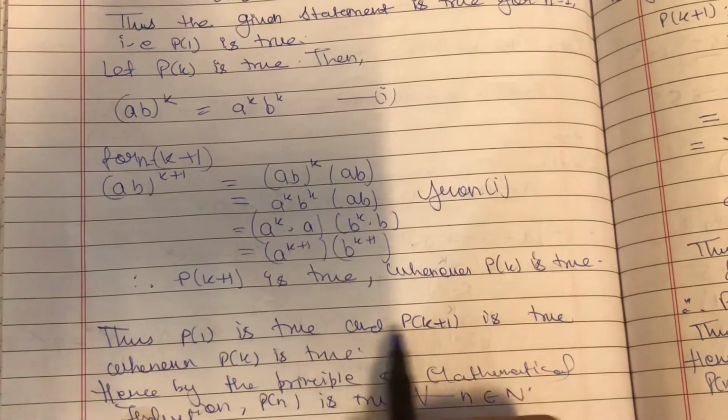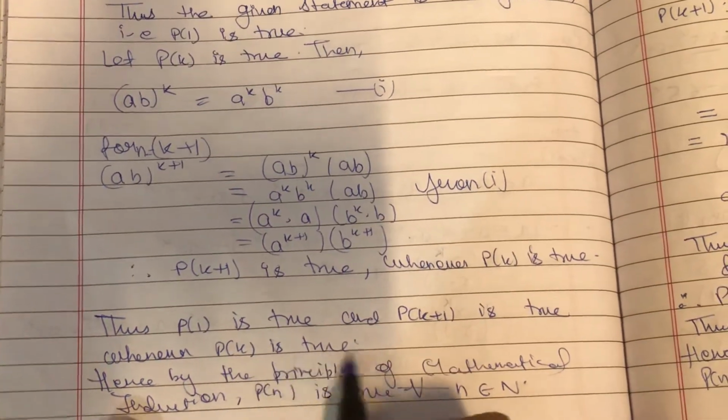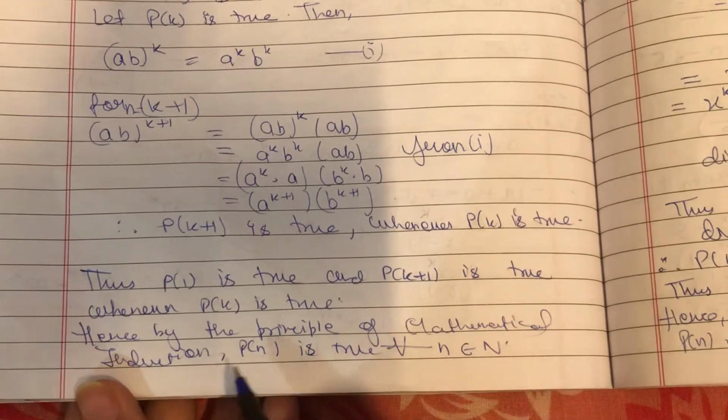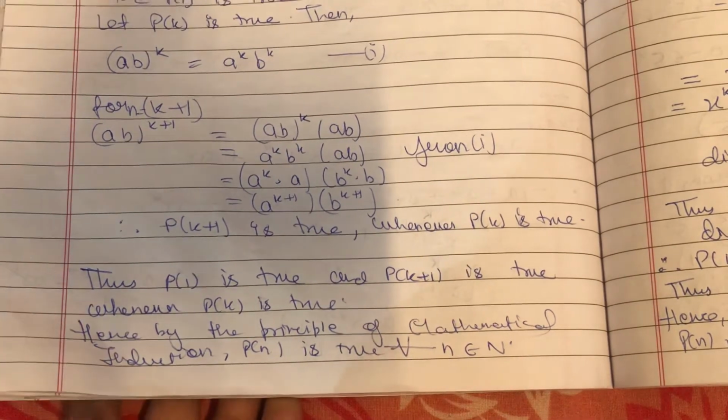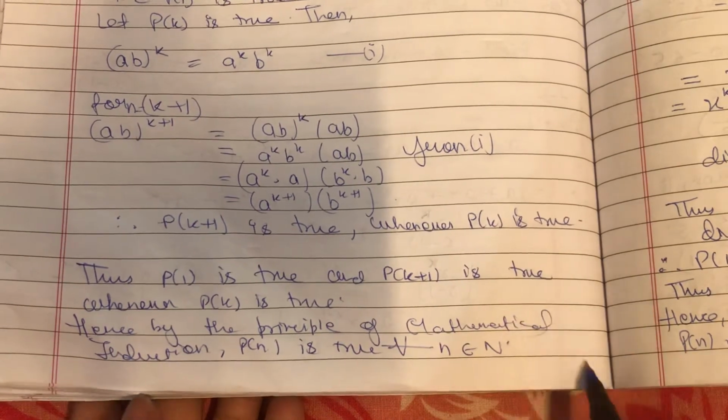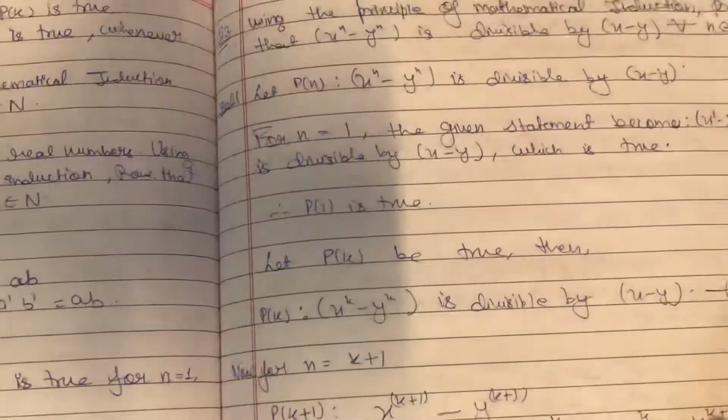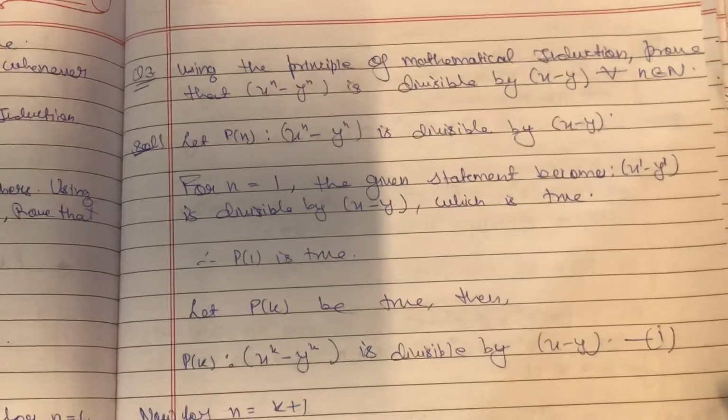Thus P1 is true and Pk plus 1 is true whenever Pk is true, and hence by PMI I can say that Pn is true for all natural numbers, right? So this statement, we know that this is common in all equations. Now look at the third question.